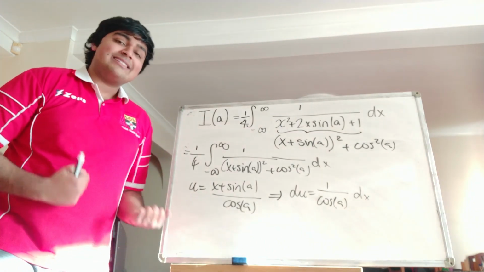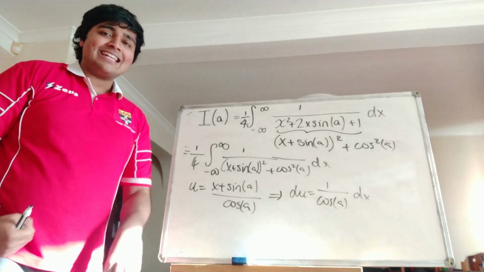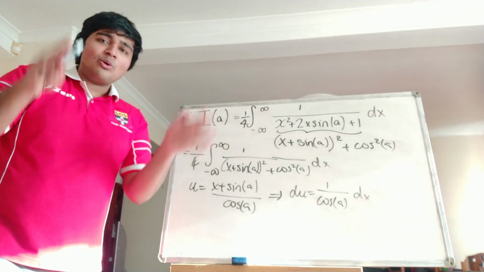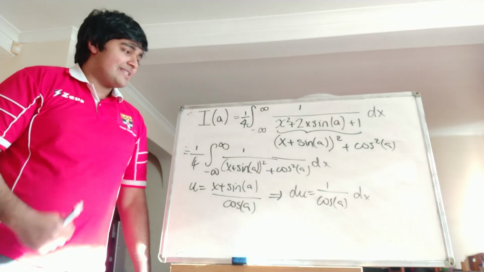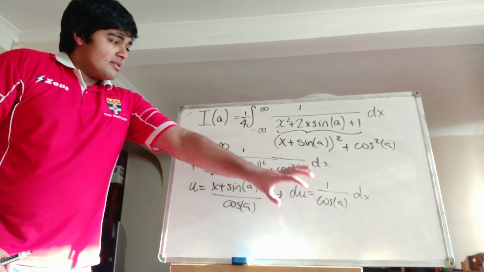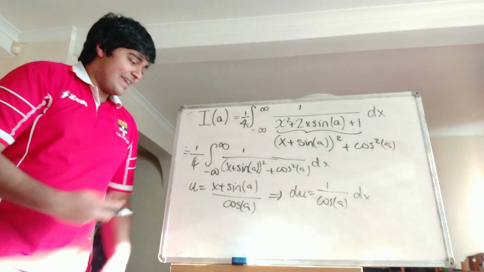Is cosine of a 0? Well, it's not, because remember we said that a is between 0 and pi over 2, and we're not including the endpoint. So it's the open interval 0 to pi over 2, so cosine is never 0 in that interval, so that's fine. So we've done our u substitution, let's plug it back in.